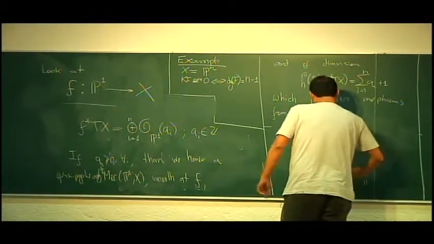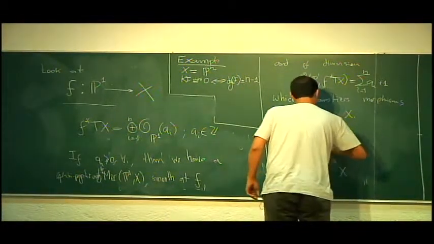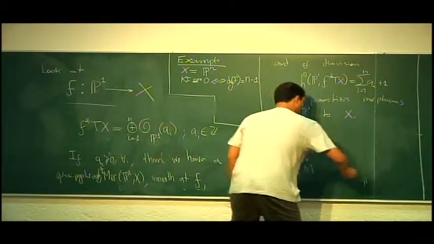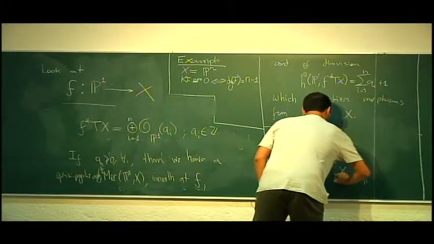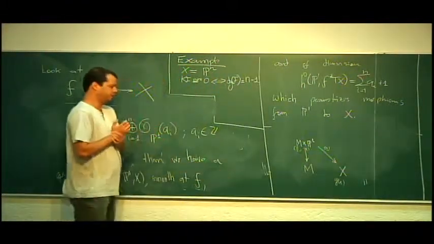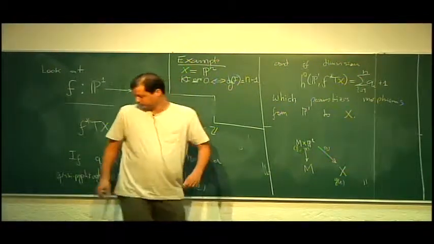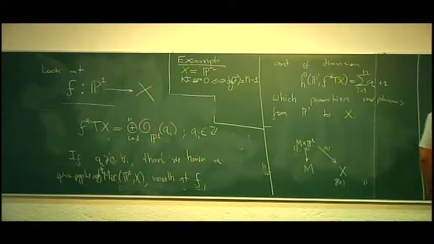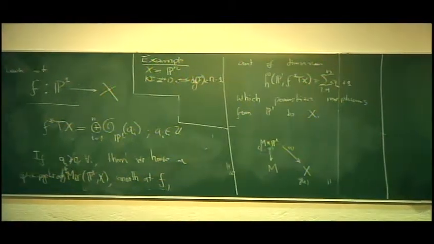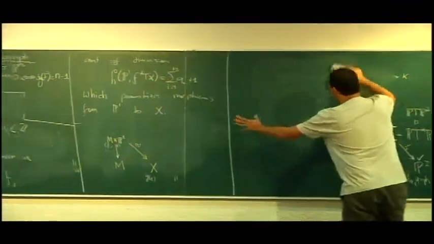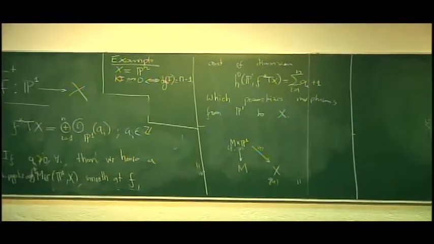And this thing comes with an evaluation morphism, right? I take a morphism G and a point x on P1, and I look at G evaluated at x. So we have this thing that parameterizes morphisms from P1 to X in the sense that it comes with this evaluation morphism. And everything is algebraic, right?